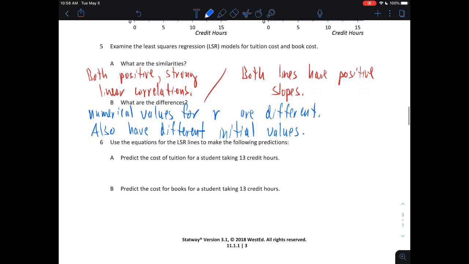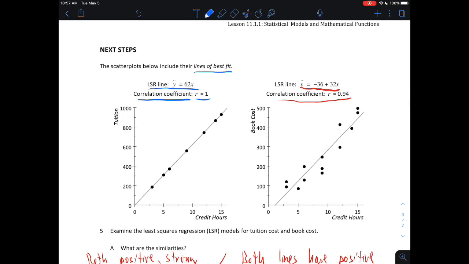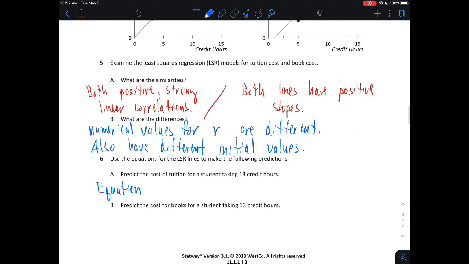All right, so now number 6. Use the equations for the LSR lines to make the following predictions. This is going to be something that we would have done exactly in Math 21A in Module 3. We're going to use equations to make predictions. So part A, predict the cost of tuition for a student taking 13 credit hours. So the equation that we need to use for part A comes from the scatter plot on the left, where the LSR line had an equation y hat equals 62 times x.